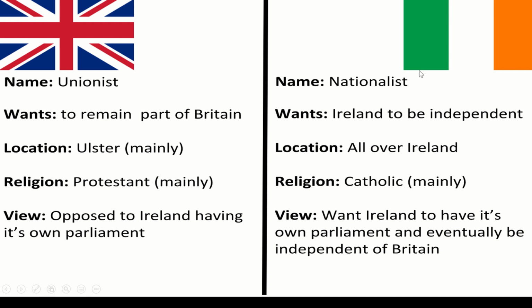And on the other side, we have what's called a nationalist. Again, this is an Irish person, but it's an Irish person that wants Ireland to be independent. Now, they're situated all over Ireland, but they're least numerous in the northern part of the country, up in Ulster. That's where they're a minority. In the rest of the country, they're a massive majority. So where we are, for example, in Wicklow, 95% of people would have been nationalist. The religion is mainly Catholic. Most Catholics tend to be nationalists, very few Protestants. And their view was they wanted Ireland to have its own parliament and eventually be independent.